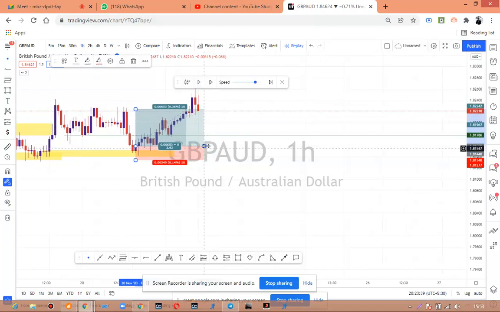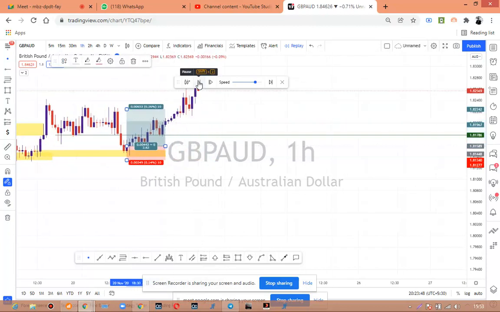Yet again, the market hit the take profit level. So here we have how many wins? Two losses, two wins. So let's keep continue playing the mode.